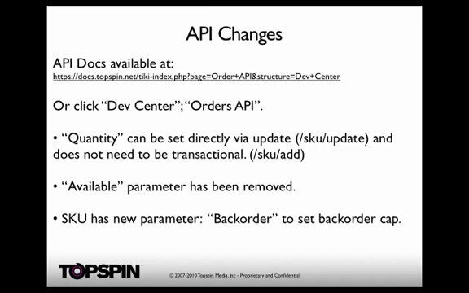This way, you are now able to just batch post all of your quantities to Topspin, and the quantities will reflect what you have up to date, up to the moment. Because the availability is now managed by the artist and not the fulfiller, the available parameter has been removed from the SKU update method. And the SKU update method has a new parameter, which is backorder, which is your method to set the backorder cap. So not a lot of changes here. The biggest one in terms of workflow efficiency is the quantity set and obviously the new parameter.